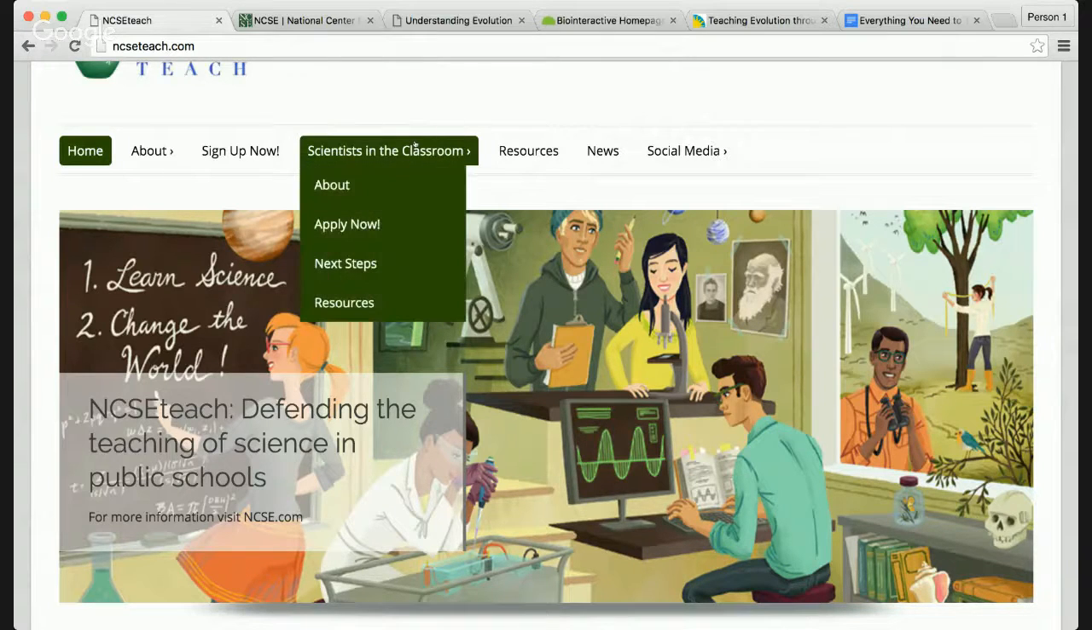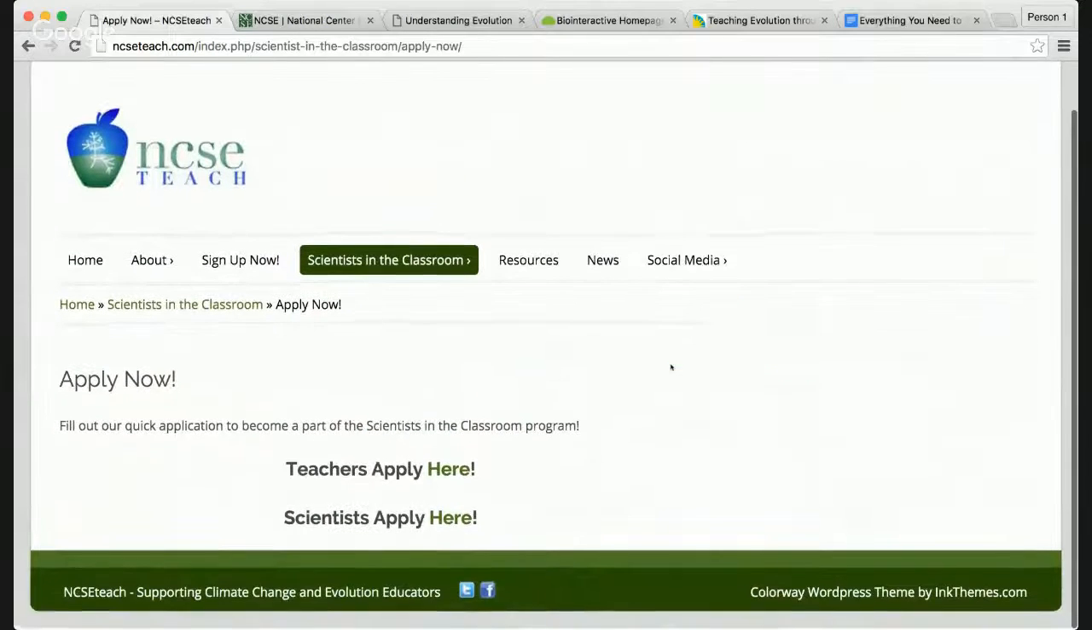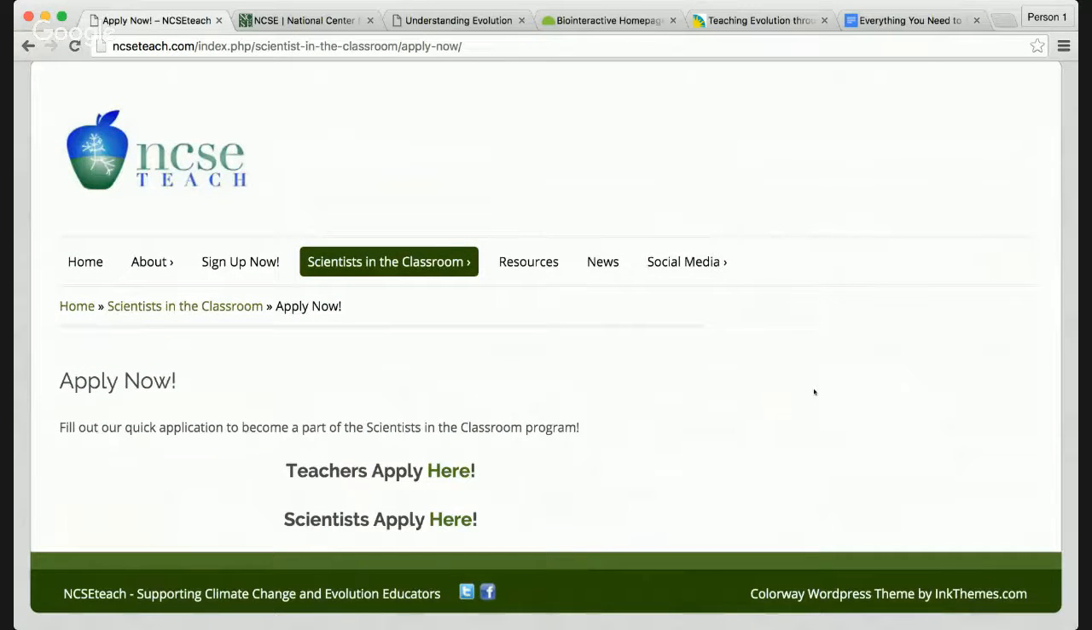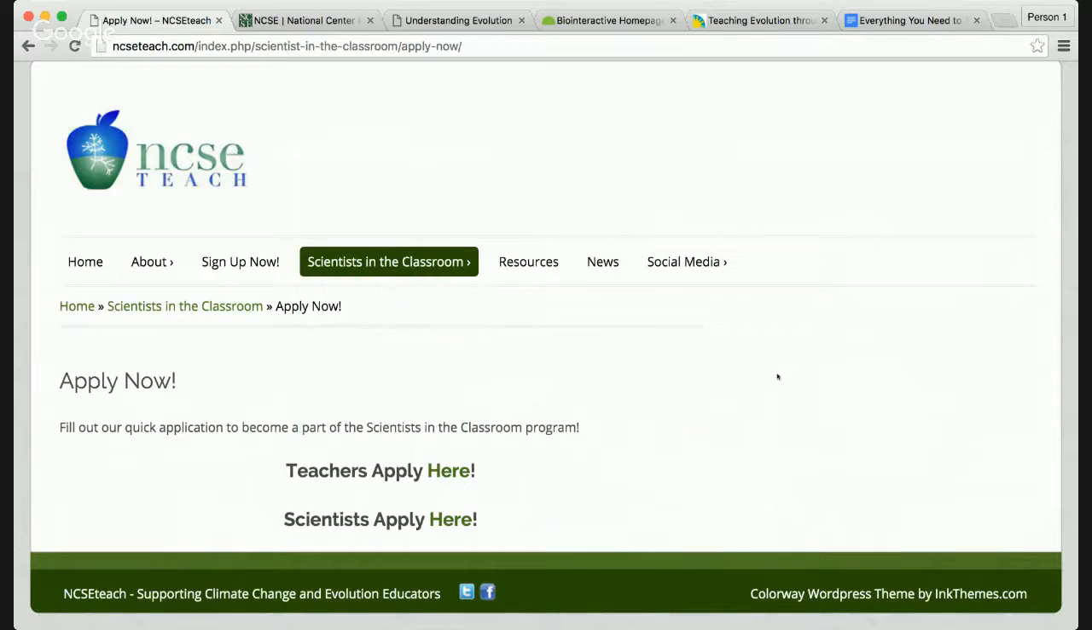And one of the big parts of this is the scientists in the classroom. You can see it here, and you can hit apply now if you want to apply. The idea behind scientists in the classroom is if you want to get a scientist from your local area to come into your classroom to talk about evolution or climate change, we will make that happen for you. The scientists have to get trained by us on how to talk to the public and to students, which they're not all excellent at, but we're going to make them good. And they have to work with you.